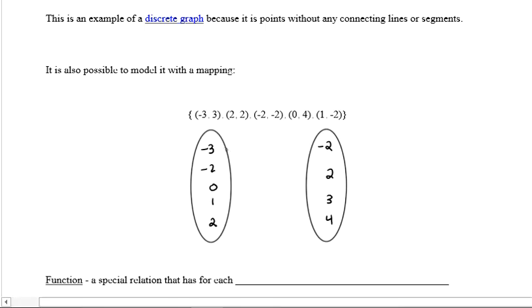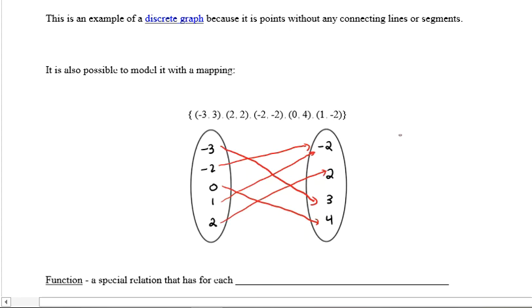So -3 is going to go to 3. -2 goes to -2. 0 goes to 4. 1 goes to -2. And 2 goes to 2. Okay. Mappings are only useful for smaller amounts of things.